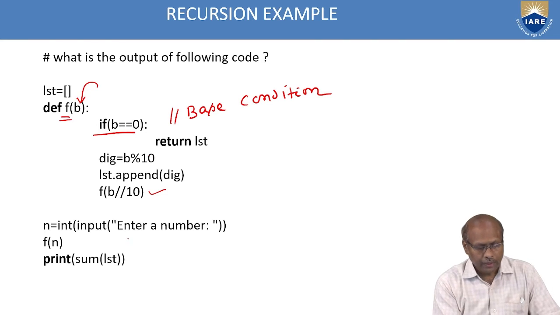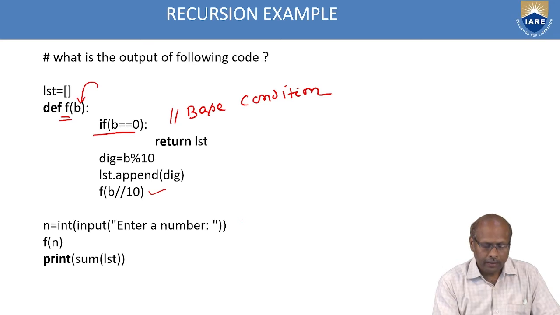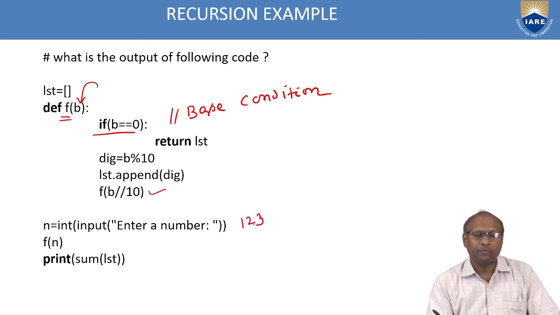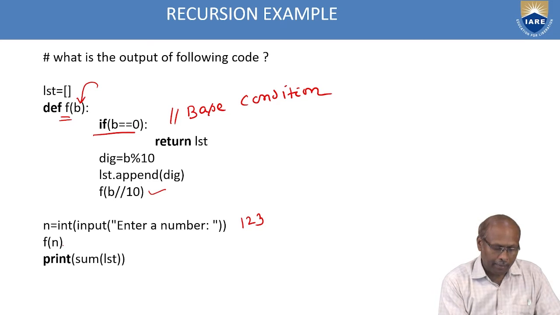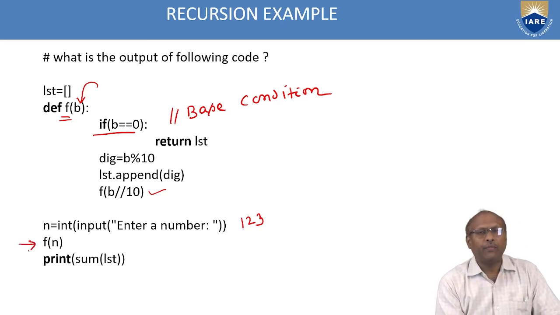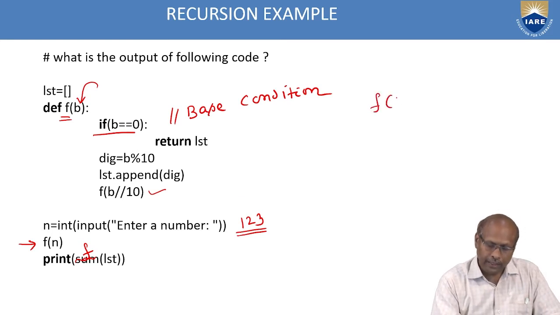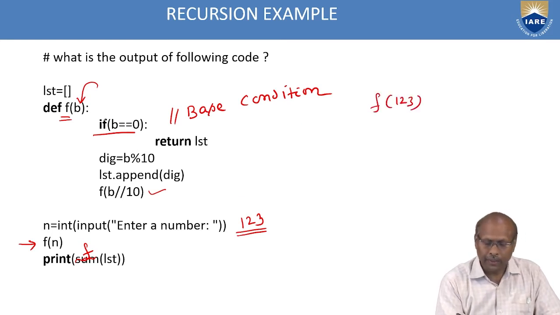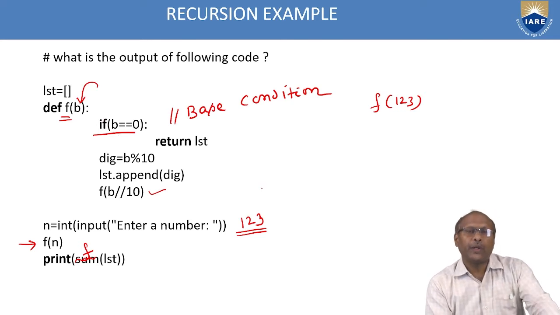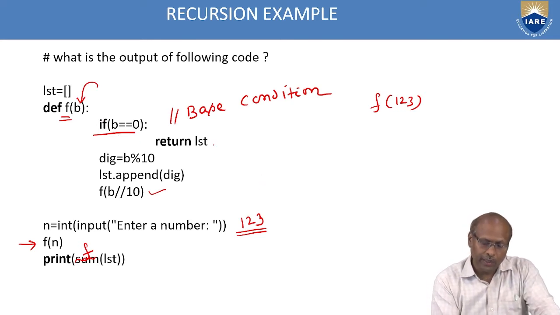If you observe this code, it is asking to enter a number. First you are entering a number. For example, my number is 123. Assume, and you are passing that n as a parameter. That means you are calling function f with n as a parameter. It goes to function f. So n value is how much? 123. So f is having 123, that means the value of b is 123. Now here it checks whether b equal to 0 or not. No, b is not 0. If b equal to 0, you are returning the LST.